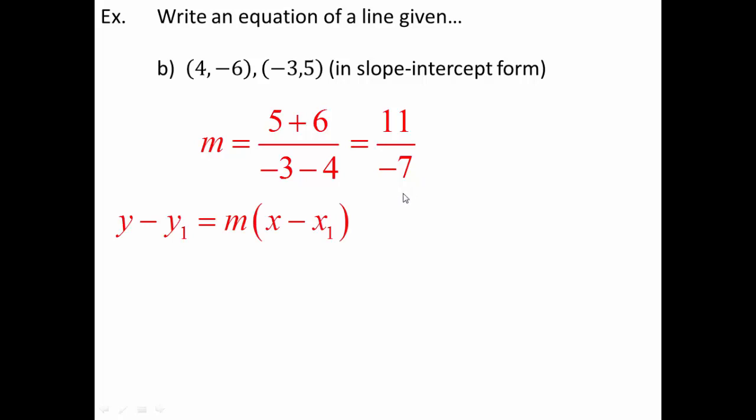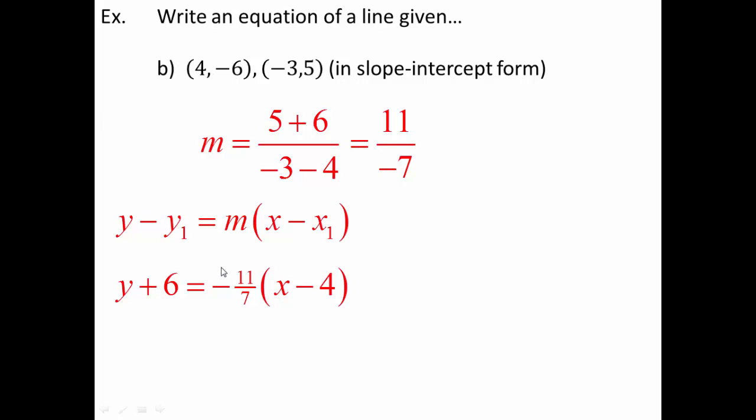So here's my point slope form, which I always start with. I don't care what the directions say. I'm going to plug in my slope, and I'm going to go ahead and pick one of these coordinates at random and plug everything in. So by picking at random, I am always going to pick the first coordinate because it really doesn't matter what random is. So y plus 6 equals negative 11 over 7, x minus 4.